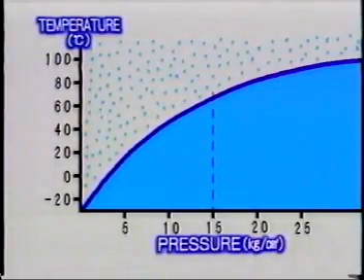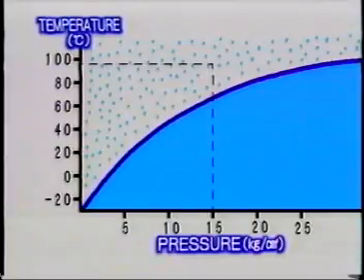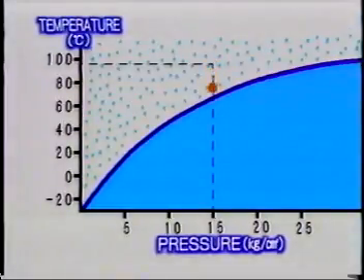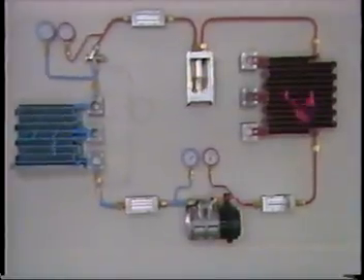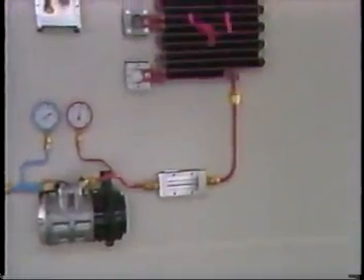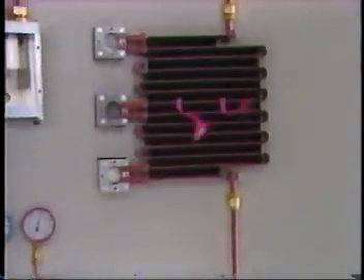Since the measured pressure is 15 kilograms per square centimeter and the measured temperature is 94 degrees centigrade, the refrigerant is a gas. If the temperature is lowered enough, we should be able to change the gasified refrigerant into a liquid. The hot, pressurized refrigerant is sent from the compressor to the condenser, where its temperature is lowered.